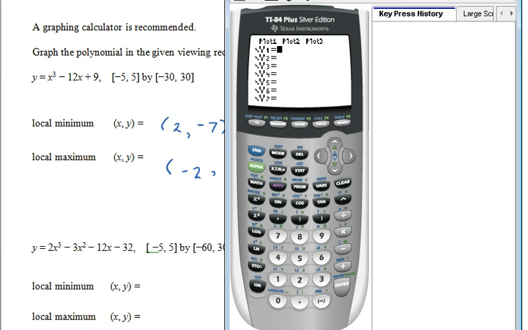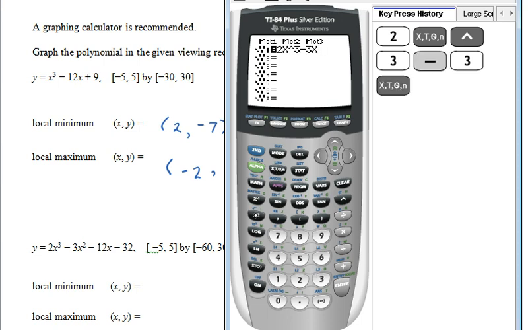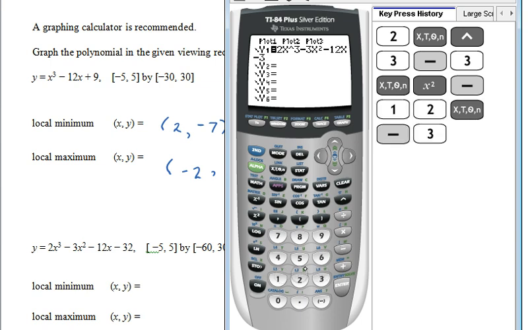So this time we're going to enter 2x cubed minus 3x squared minus 12x minus 32. So 2x cubed minus 3x squared minus 12x minus 32.